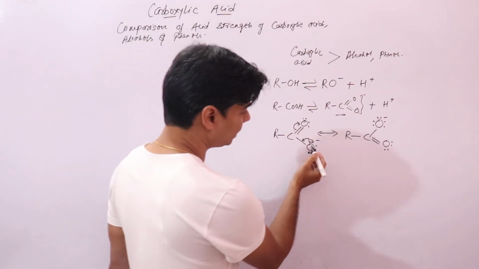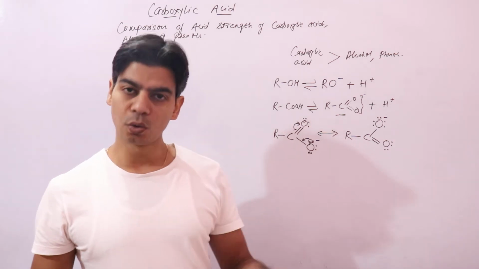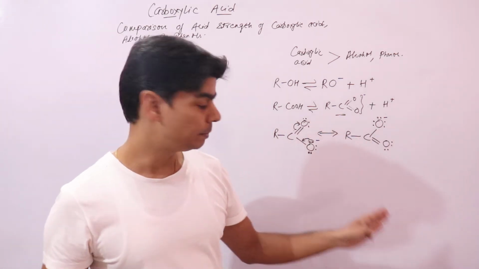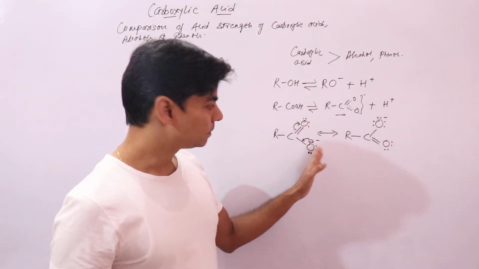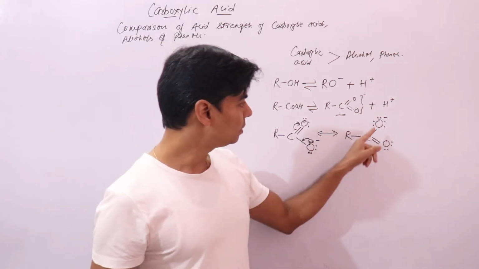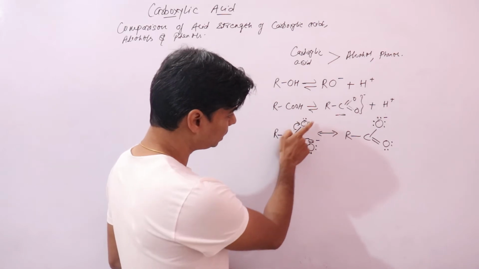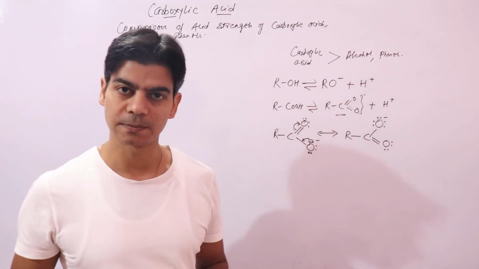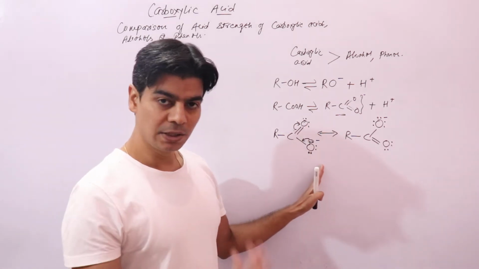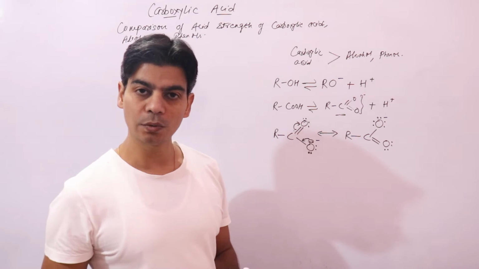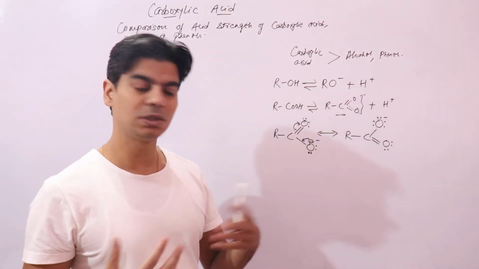That means this negative charge is spread or delocalized on two oxygen atoms. Because the negative charge is delocalized on two oxygen atoms, that makes this carboxylate ion more stable than alkoxide ion. Why is this lone pair moving between these two oxygen atoms? Because of resonance, and that makes it more stable. This negative charge is delocalized on two oxygen atoms, or what we say is the negative charge is dispersed.